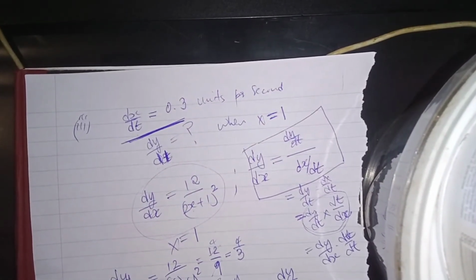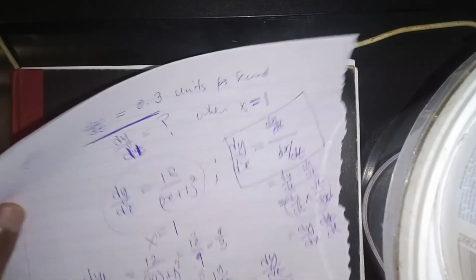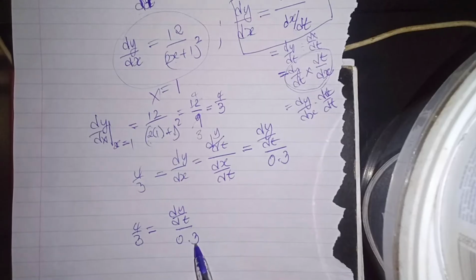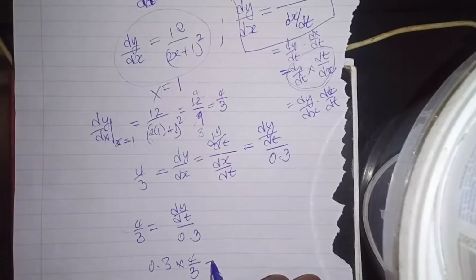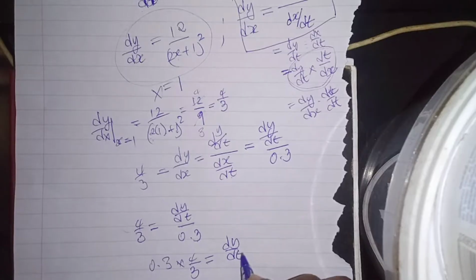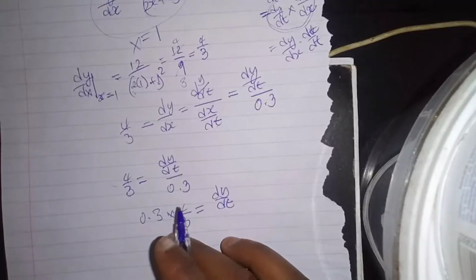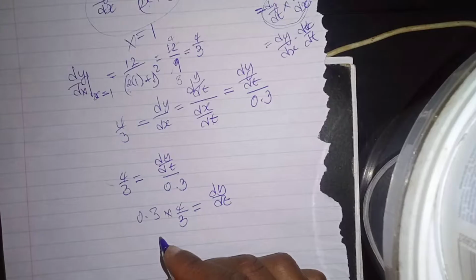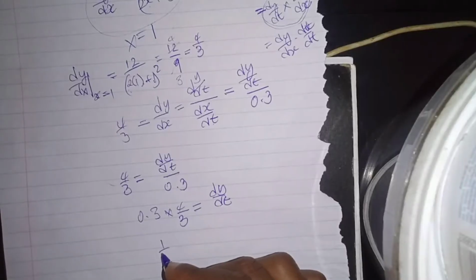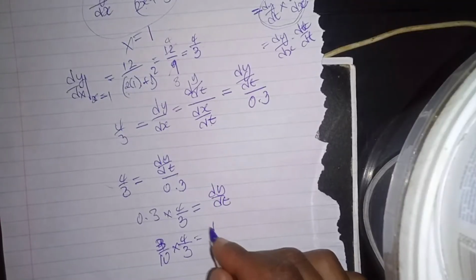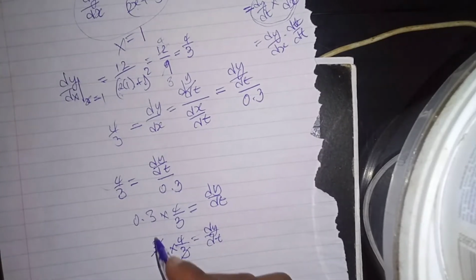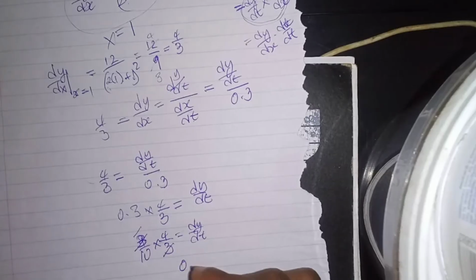Okay, so let's continue on here. Here we can multiply that side, so it's 0.3 times 4 over 3, which is dy/dt. So 0.3 is actually 3 over 10, so this is 3 over 10 times 4 over 3, which is dy/dt. So here it goes 1 time, so it's 4 divided by 10, which is 0.4.